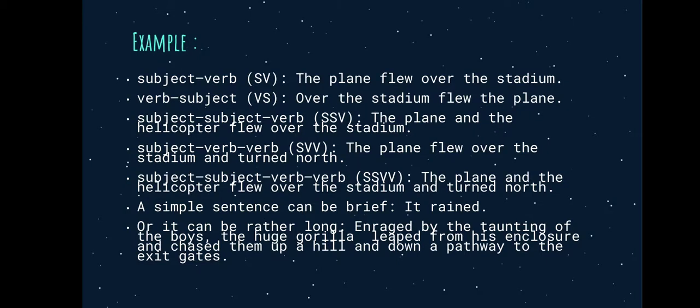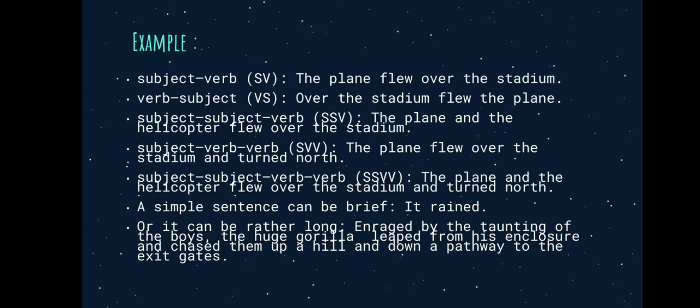Example 1. Subject-verb. The plane flew over the stadium. 2. Verb-subject. Over the stadium flew the plane. 3. Subject-verb. The plane and the helicopter flew over the stadium. 4. Subject-verb. The plane flew over the stadium and turned north. 5. Subject-verb. The plane and the helicopter flew over the stadium and turned north.